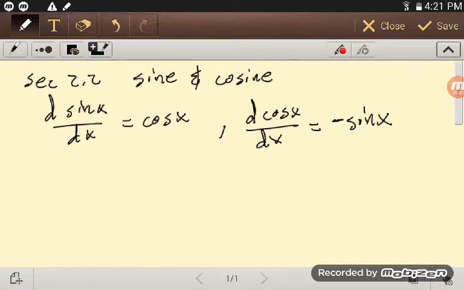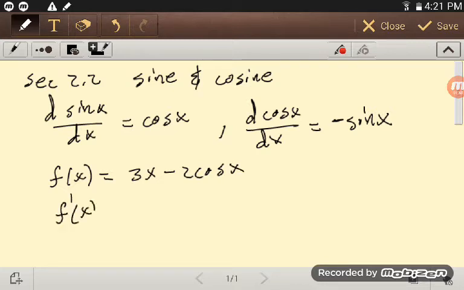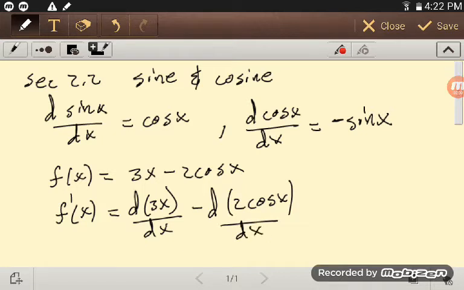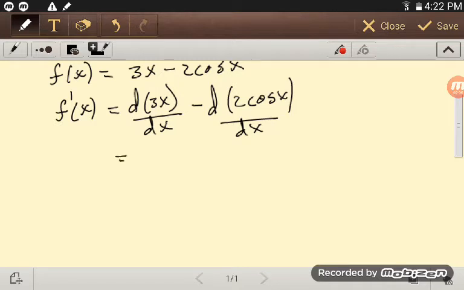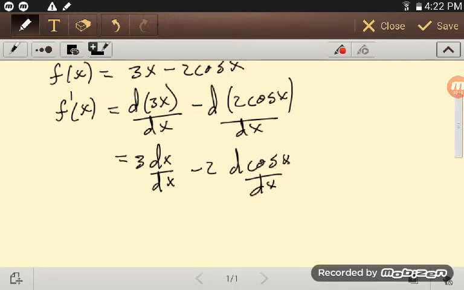But those are the derivatives, and that's the end of the story, right? All we can do at this point is, if I had f of x equals 3x minus 2 cosine x, then f prime of x is the derivative of 3x with respect to x minus the derivative of 2 cosine x with respect to x. That's 3 times the derivative of x, and then minus 2 times the derivative of cosine x. And so there's 3, because we get 1 from the derivative of x.